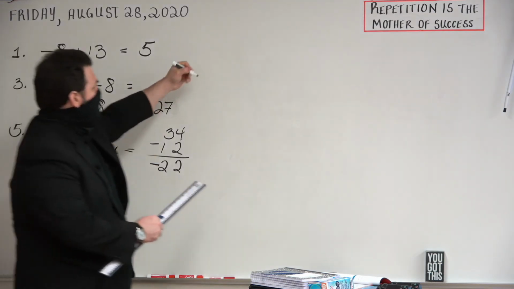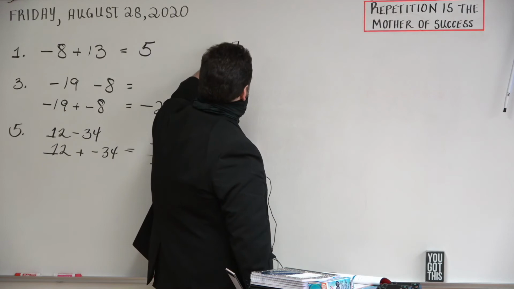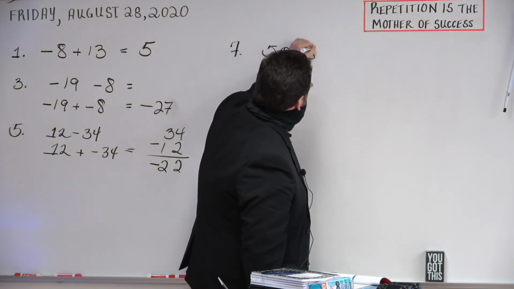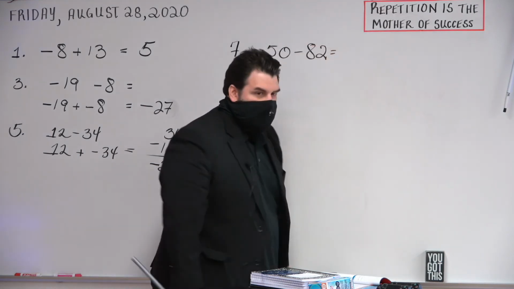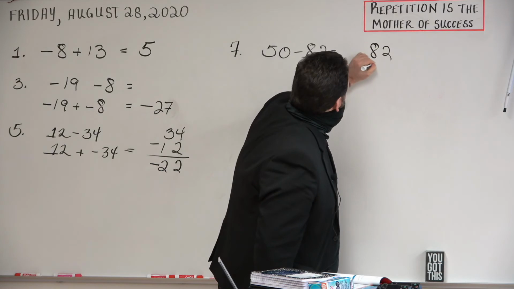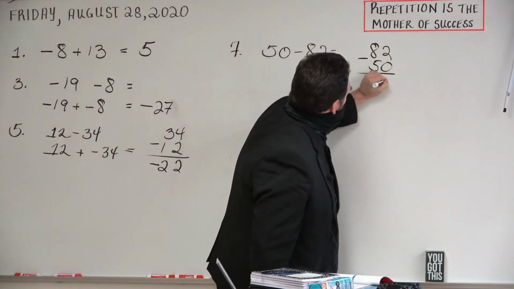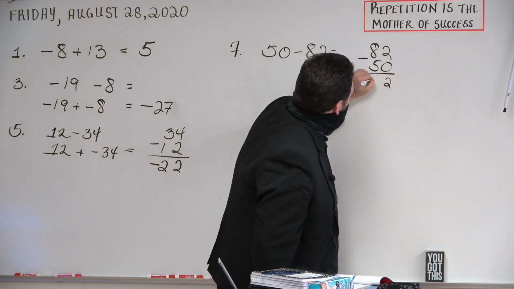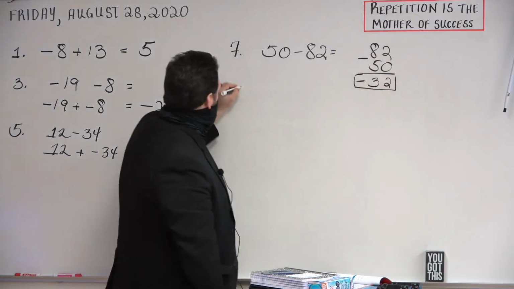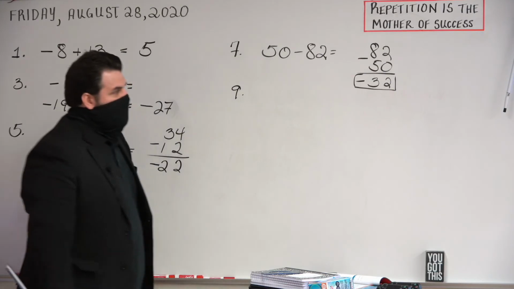Okay, I'm going to move over here for number 7. 50 minus 82. Exactly the same situation. What'd you get? Okay, let's check. So it's going to be 82 minus 50. 2 minus 0 is 2. 8 minus 5 is 3. Put a negative. Negative 32. Nice job. And we're on to number 9.